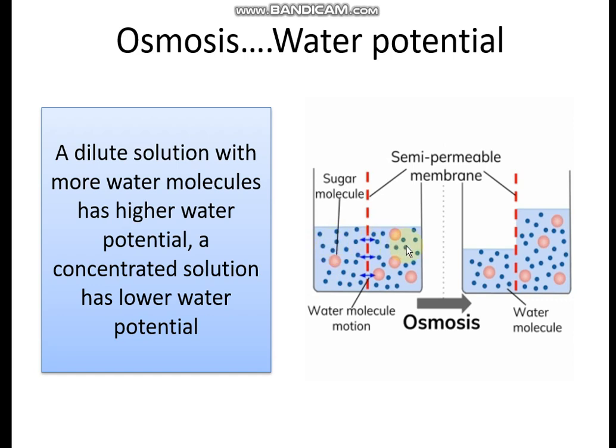And over here we have fewer water molecules and more solute concentration. So we can say this side has lower water potential. So when it comes to osmosis, the water will move from higher water potential to the lower water potential. A dilute solution will have more water potential, whereas a concentrated solution will have lesser water potential.